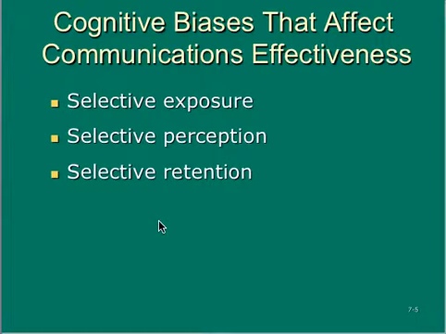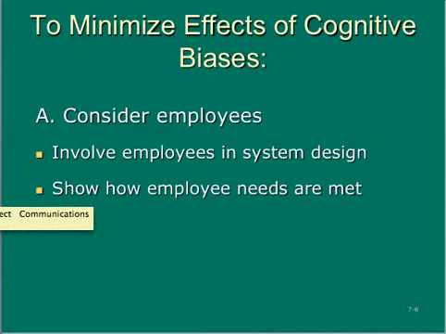Selective retention, that's simply only remembering what you want to remember, forgetting what challenges your beliefs. So all of these really have to do with avoiding or forgetting or not acknowledging information that causes you discomfort or some sort of pain or that you disagree with. So it's going against those beliefs that do that. These are problems with communication. So how do you minimize these biases?